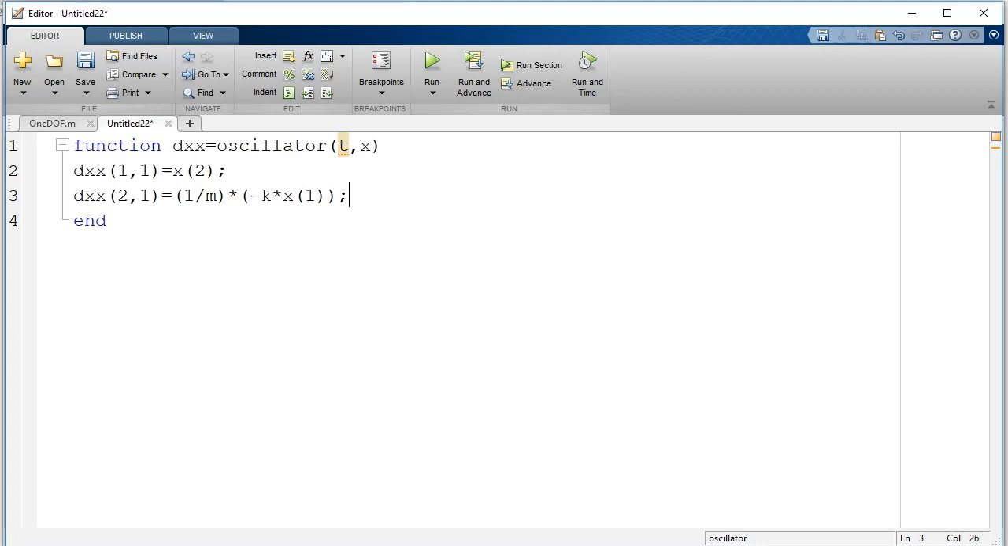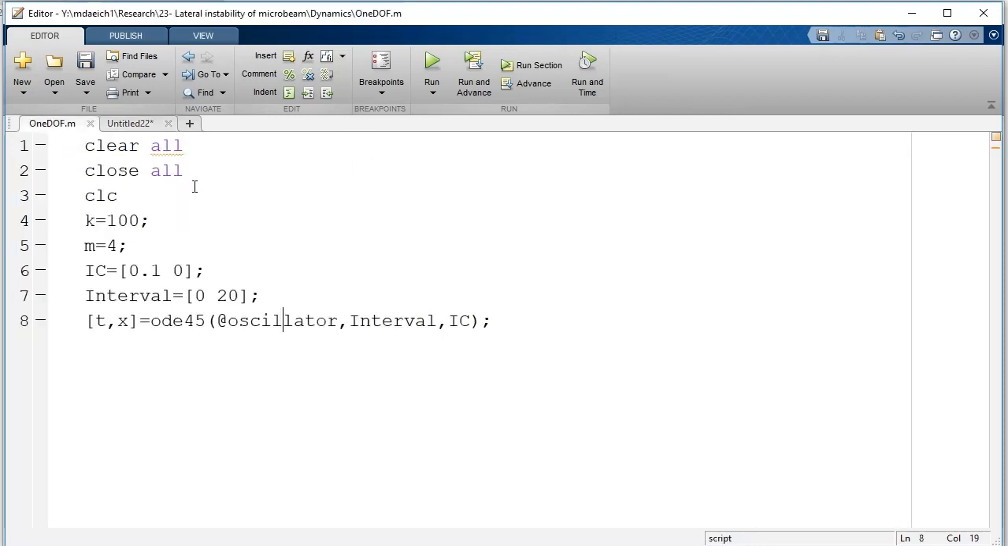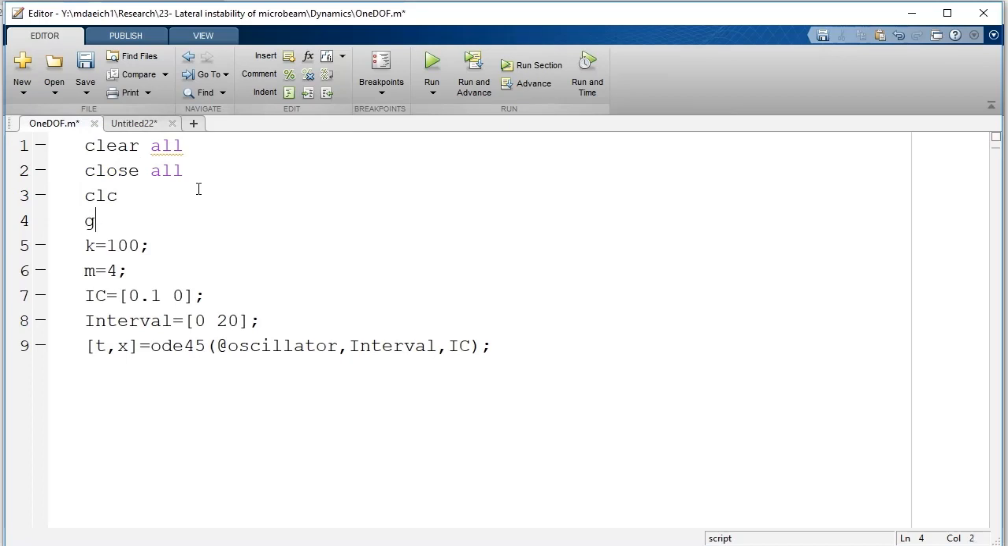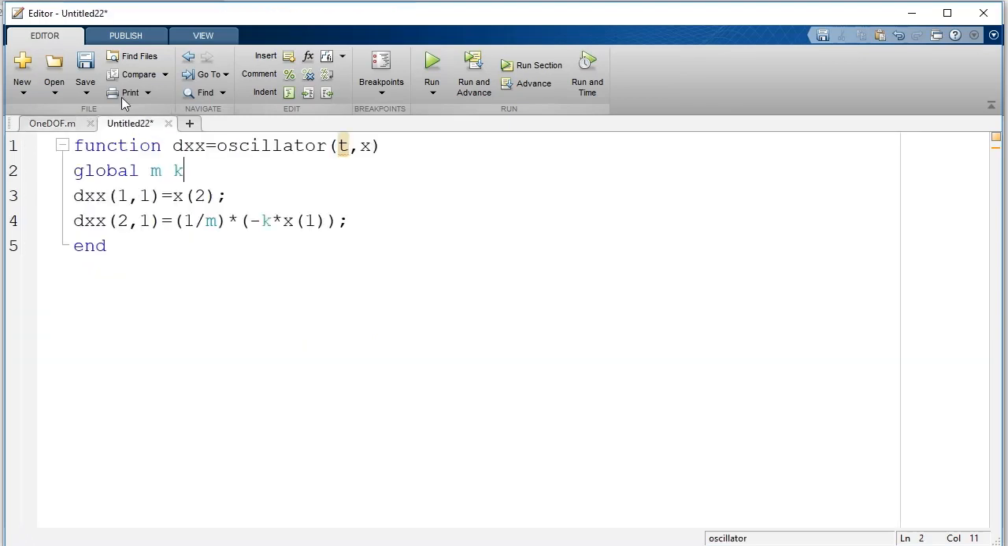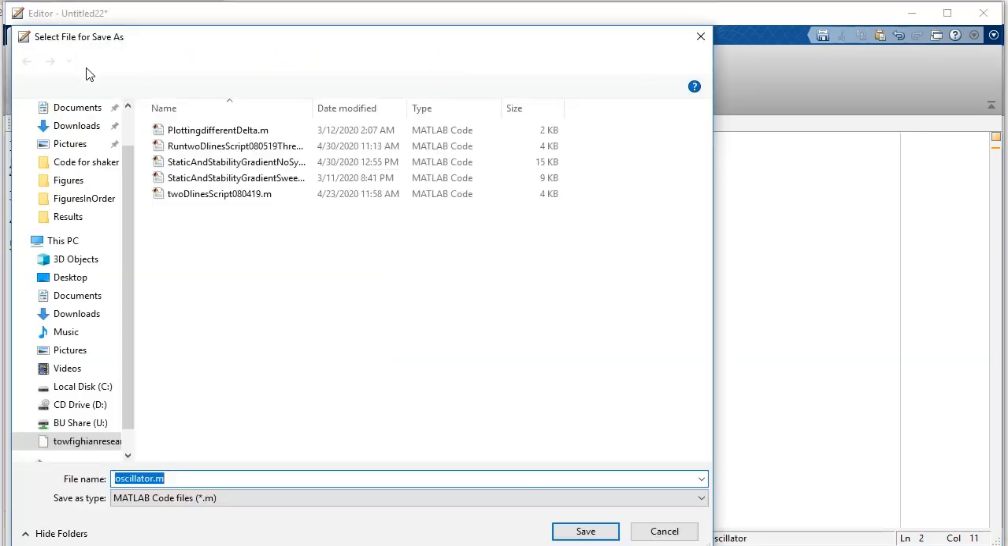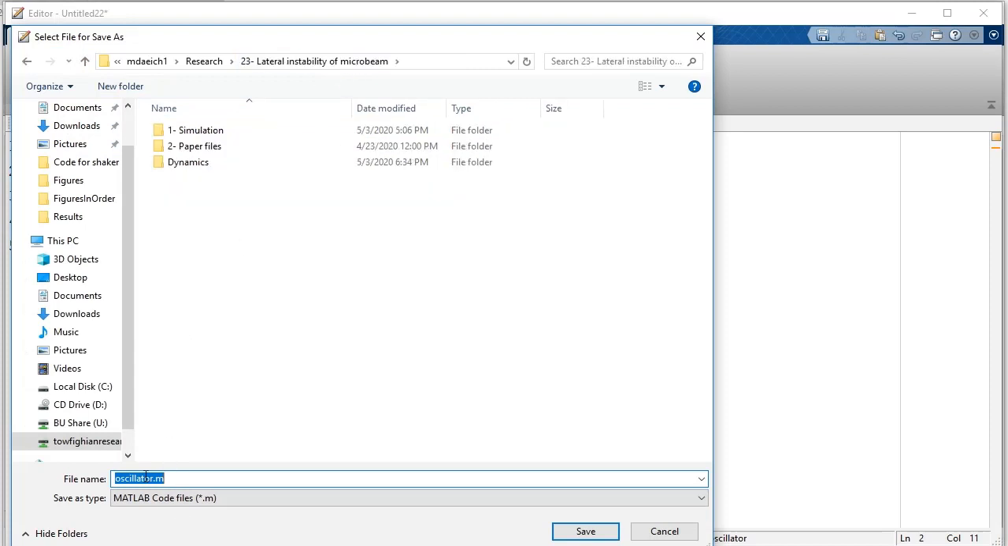And now the only thing that we need to do is to also define these parameters in the function. In order to do that, I define m and k as global parameters. So global m and k. It would be global between my code here and also the function. So let's save the function here. We have to save the function with its name, otherwise MATLAB wouldn't recognize it. And we have to save it within the same folder.